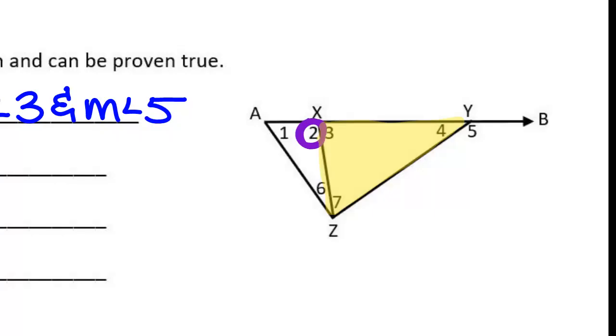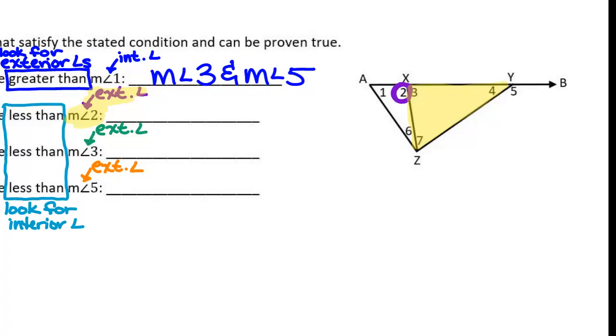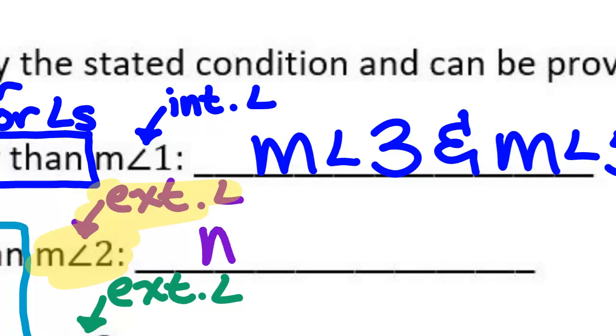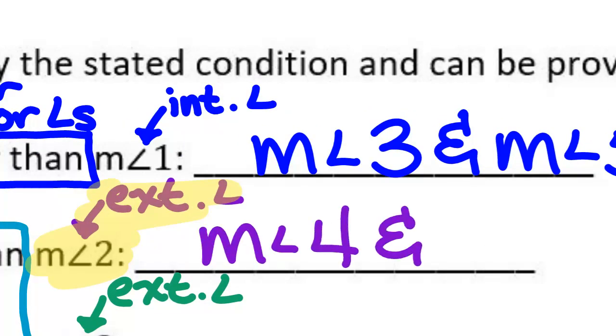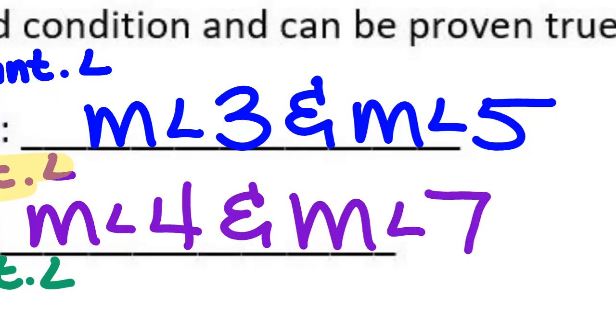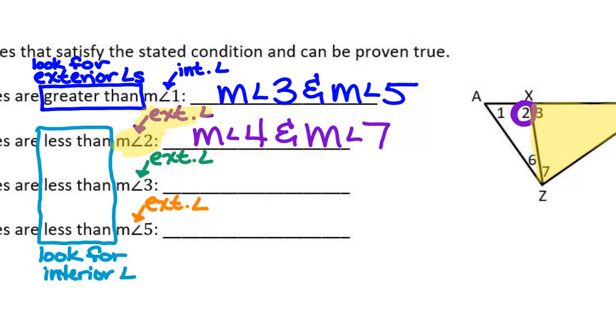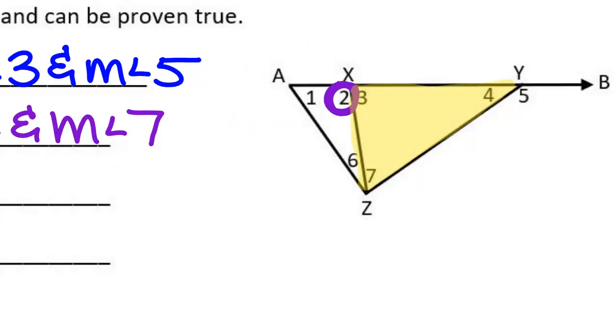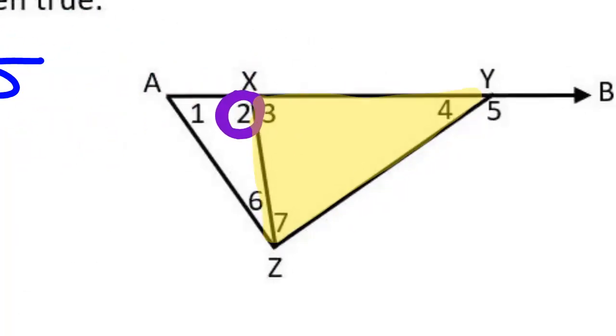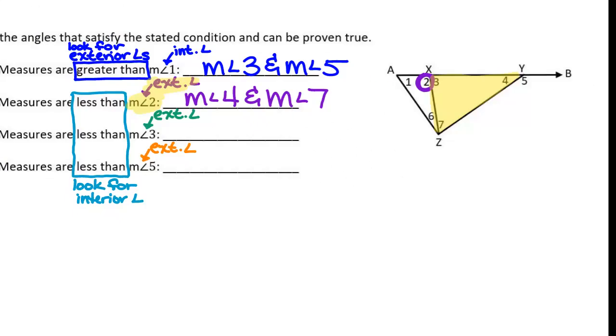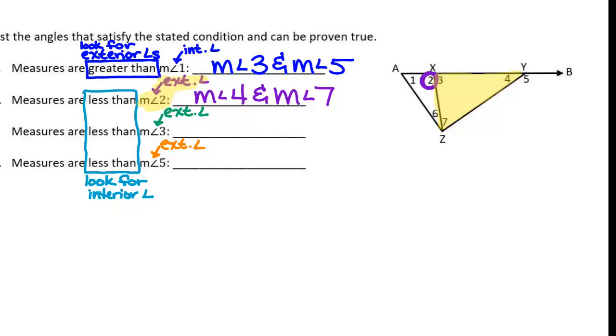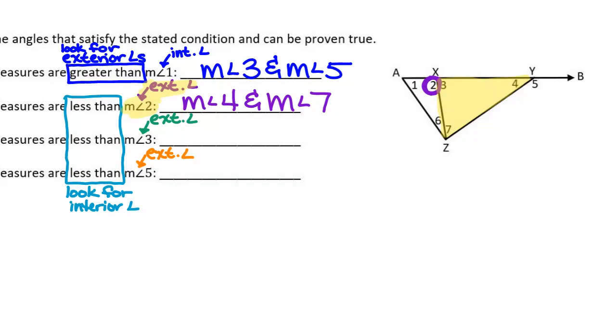If they want me to find something less than, then the one they're giving me has to be on the outside. And I'm looking for the remote interior angles that correspond to that angle. What are the remote interior angles inside that yellow triangle? 4 and 7. So the measure of angle 4 and the measure of angle 7. Because they don't touch angle 2 and they're inside the triangle. Yep. That's what it means to be remote interior. It doesn't touch my outside angle, but it is inside the triangle.